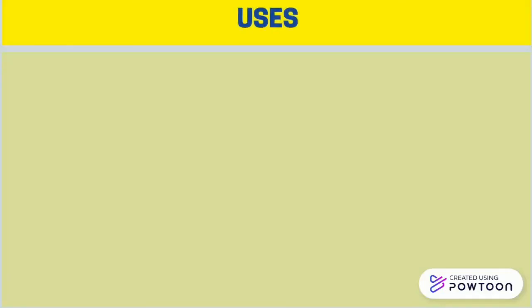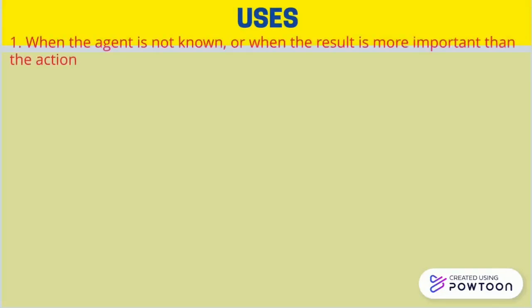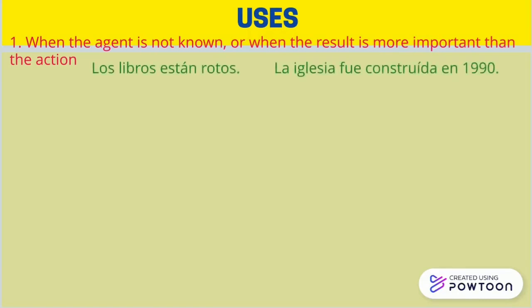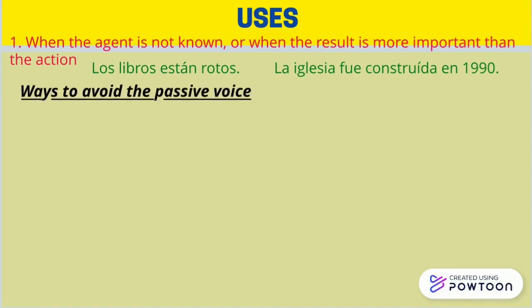However, there is a way in which we use passive voice in Spanish. We use passive voice when the agent is not known or when the result is more important than the action. For example, los libros están rotos. Another example is La iglesia fue construida en 1990. In that case, it represents a result that is more important than the action.